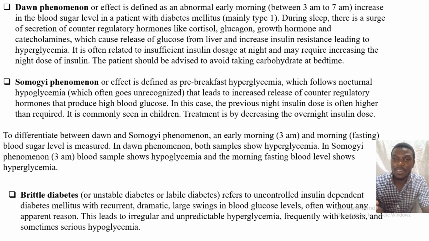And then we have another one, the Somogyi effect or Somogyi phenomenon. It is defined as pre-breakfast hyperglycemia which follows nocturnal hypoglycemia, which often goes unrecognized. That leads to an increased release of counter-regulatory hormones that produce high blood glucose. In this case, the previous night's insulin dose is often higher than required. This is commonly seen in children.